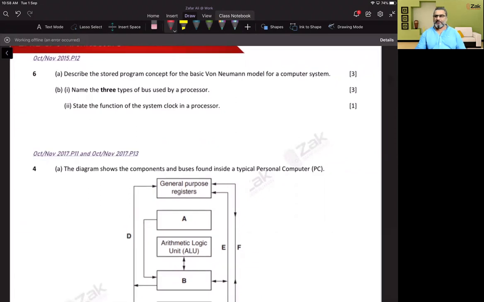October, November 15 P12. Describe the stored program concept for basic von Neumann model for the computer system. So I told you that whether it is described or explained or whatever, you have to write the whole scenario. Since it is 3 marks, but still I would suggest that you complete the whole definition. So the answer would be program must be resident in main memory to be executed. That is a stored program.